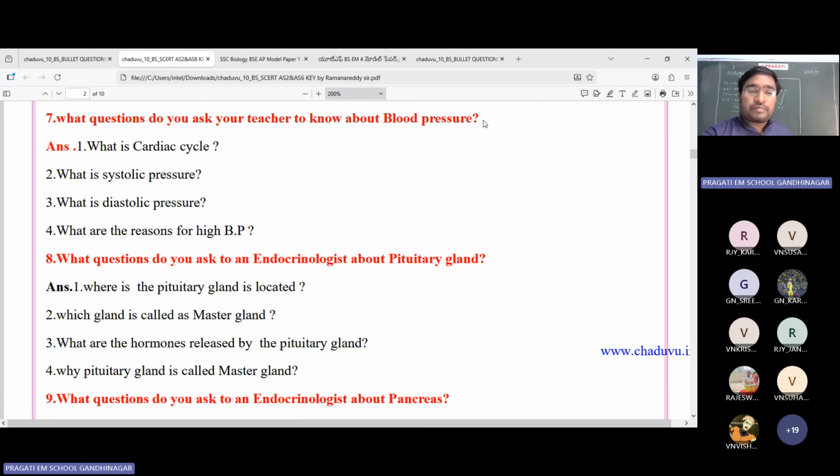Blood pressure. So if you are asking a teacher, what questions will you frame, children? What is the cardiac cycle? What is systolic pressure? What is diastolic pressure? What are the reasons for BP? Like that, you can ask relevant questions.